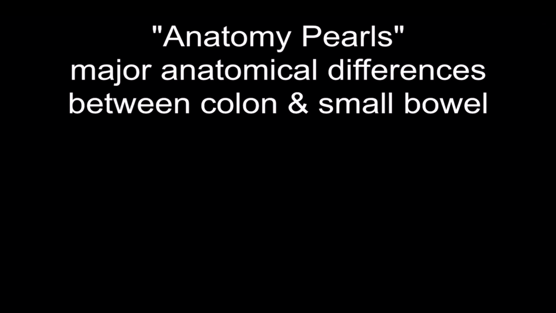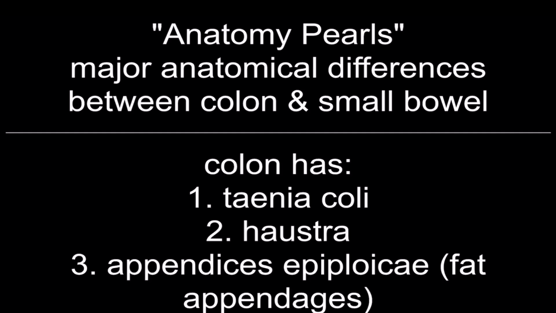Major anatomical differences between colon and small bowel. The colon has taenia coli, haustra, and appendices epiploicae, which are fat appendages. Small bowels do not have these.